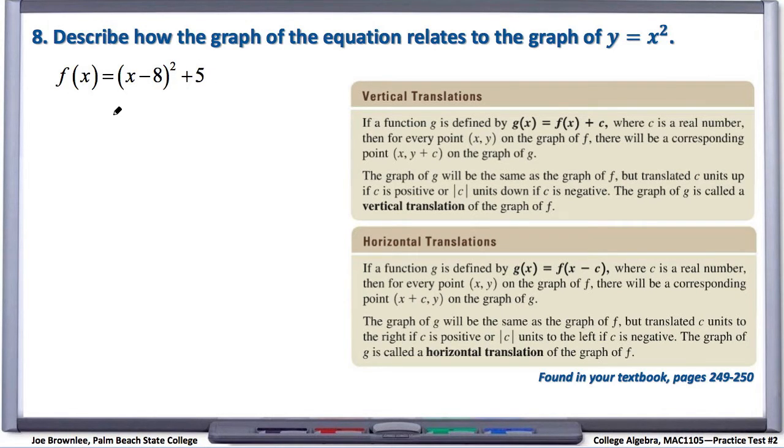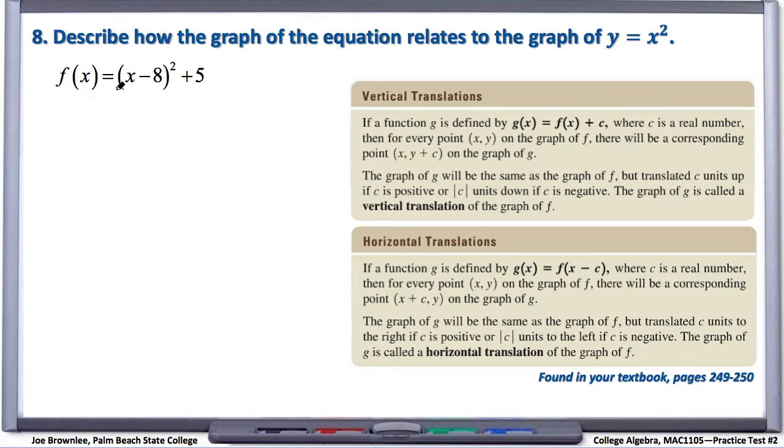This is also a parabola, and what we're being asked to do is describe how the graph of this parabola differs from the graph of this parabola. And so to do that, we have to recall what we learned in class, specifically about vertical translations and horizontal translations. These two charts here come directly from your textbook on pages 249 and 250. I'm not going to get into specifics about these technical definitions, but we are going to quickly look at what's happening with the graph of this parabola.